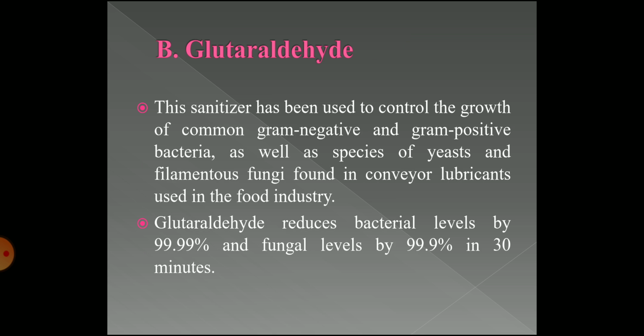Second is glutaraldehyde. This sanitizer has been used to control the growth of common gram-negative and gram-positive bacteria, also yeast, filamentous fungi, and few microorganisms which are found on conveyor belt in food industry. This glutaraldehyde reduces bacterial level by 99.99% and fungal level by 99.9% in 30 minutes. Hence, glutaraldehyde is most effectively used against bacteria in food industry, especially in conveyor lubricant belt.